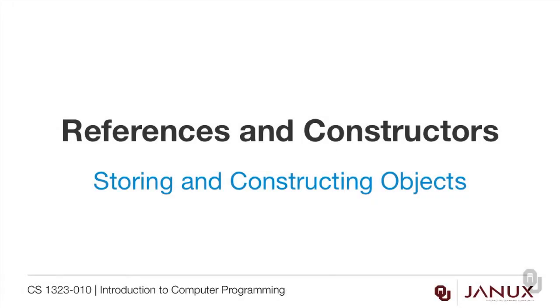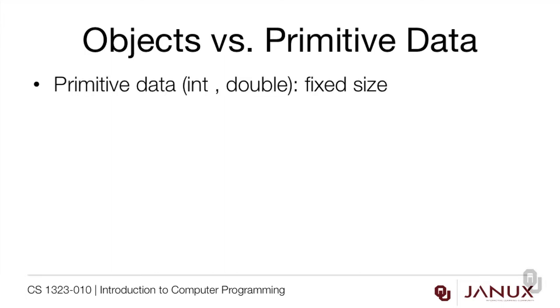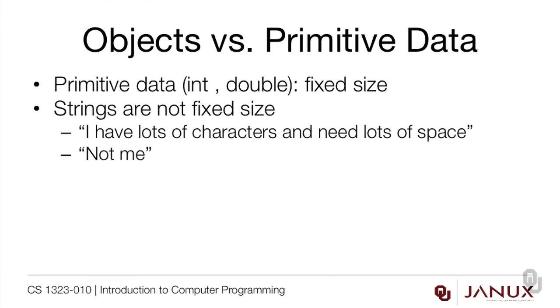Let's talk a little about references and constructors. First, let's talk about the difference between objects and primitive data types. When we have primitive data, and by primitive data I'm referring to types like int and double, they're stored in a fixed size in memory.